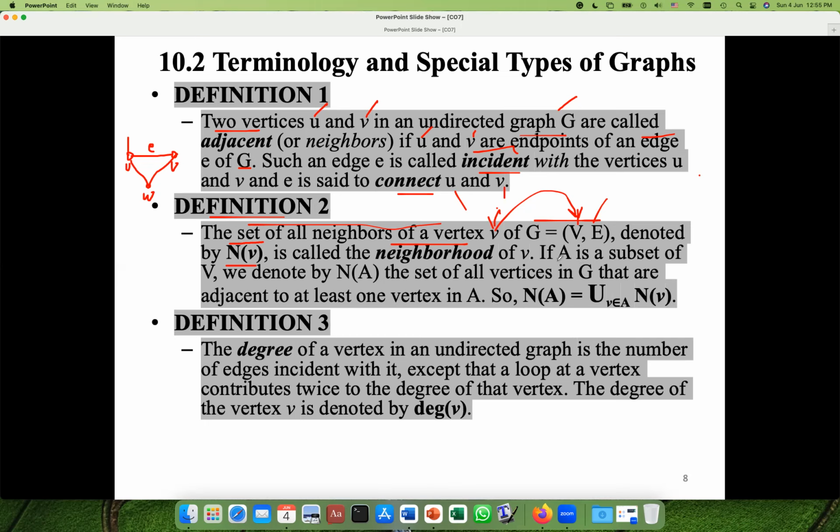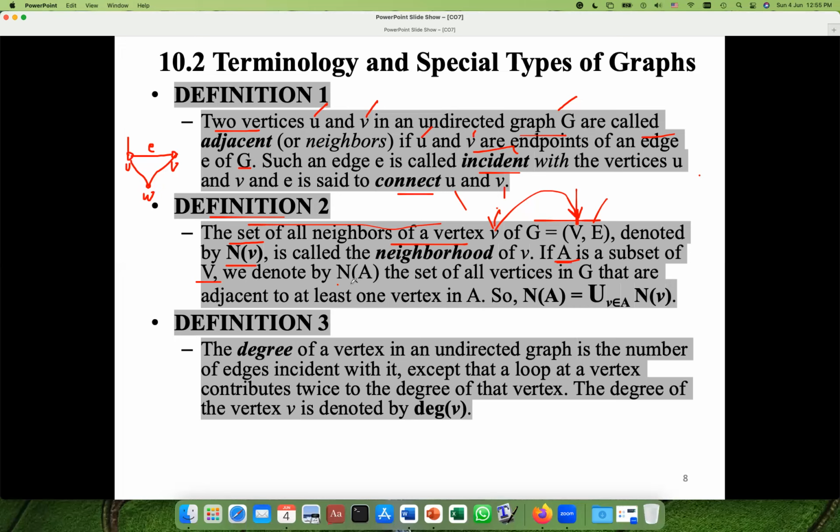So if you have this A, which is a subset of V, and V is a set of vertices. For example, there are 10 vertices in the graph, so that V will have 10 vertices, 10 nodes. And let's say A is a subset of V. Let's say A contains only 3 vertices, which also exist in this V. So then you can say A is a subset of V.